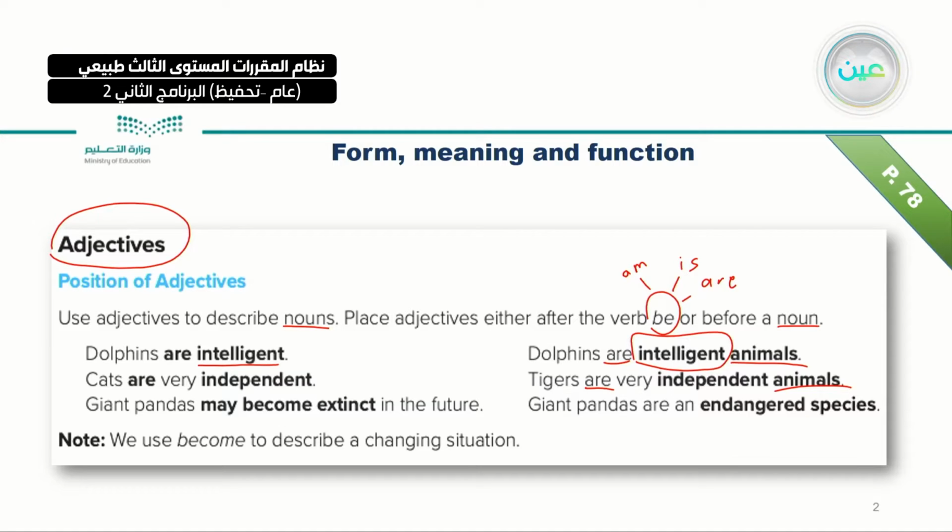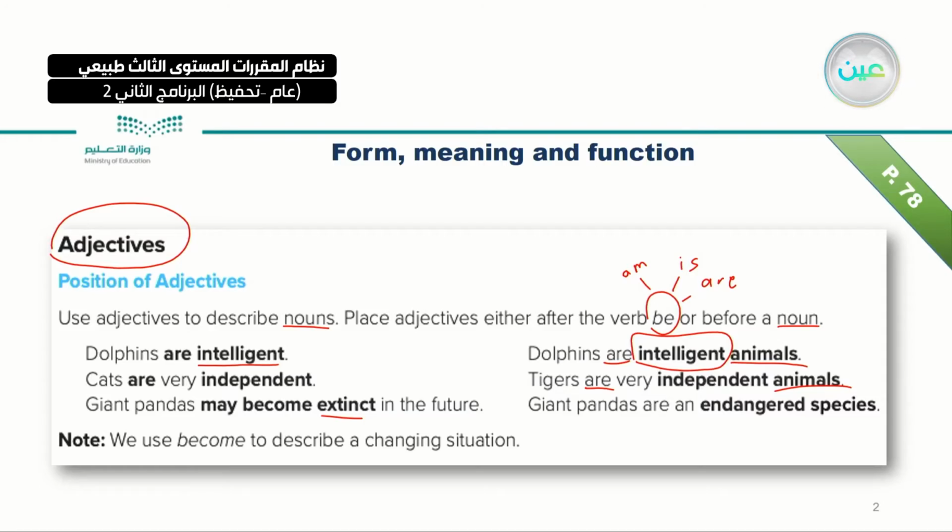Giant pandas are an endangered species. As you can see here, we put the adjectives after the verb be and before the noun. Also, we use become to describe a changing situation, like this one: giant pandas may become extinct in the future. They will vanish, for example, or disappear. So we use become to describe a changing situation.